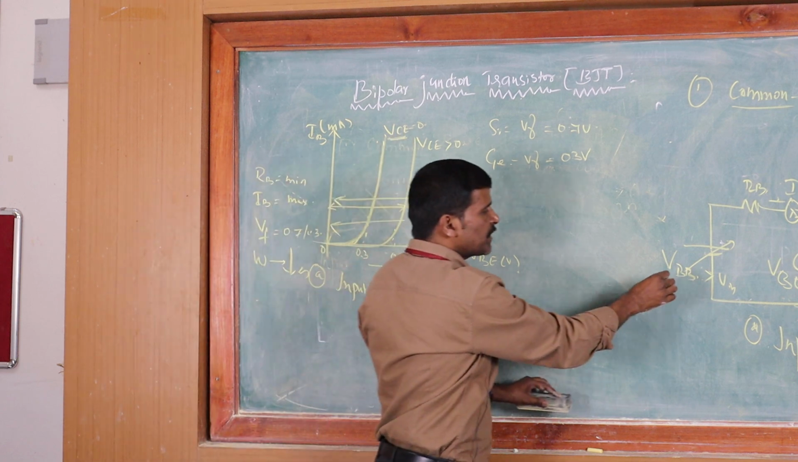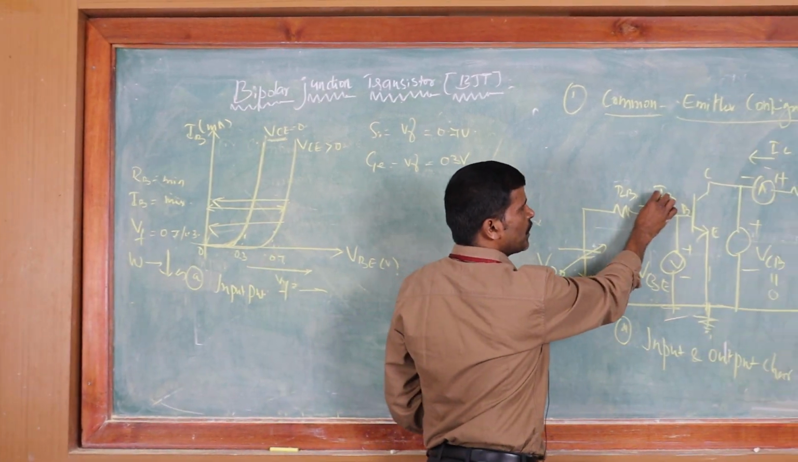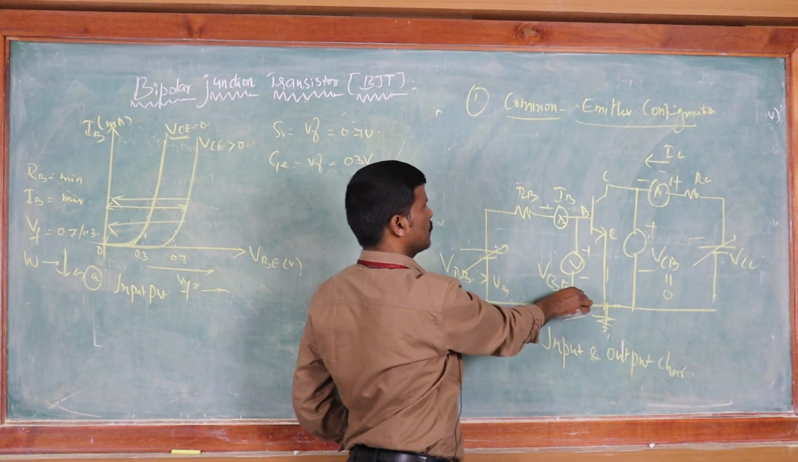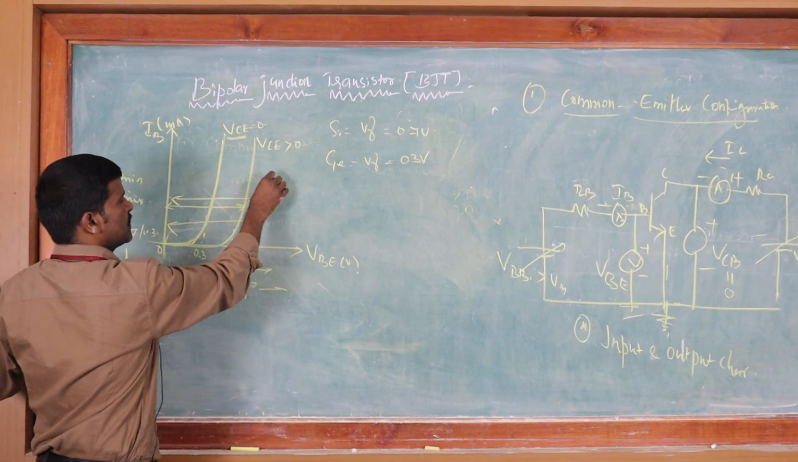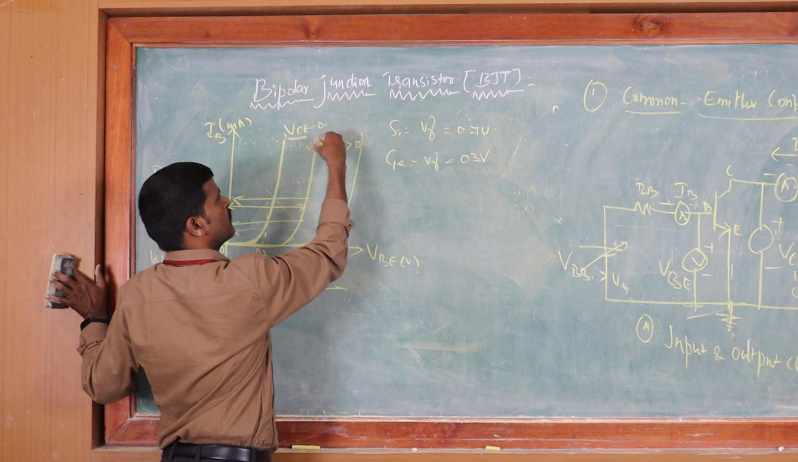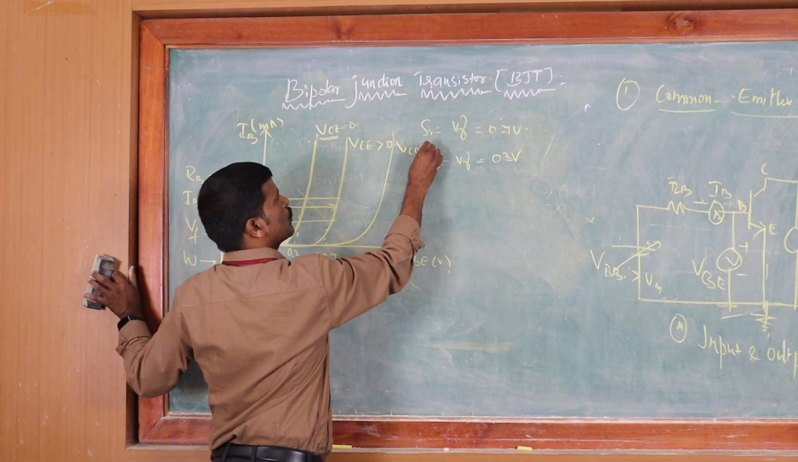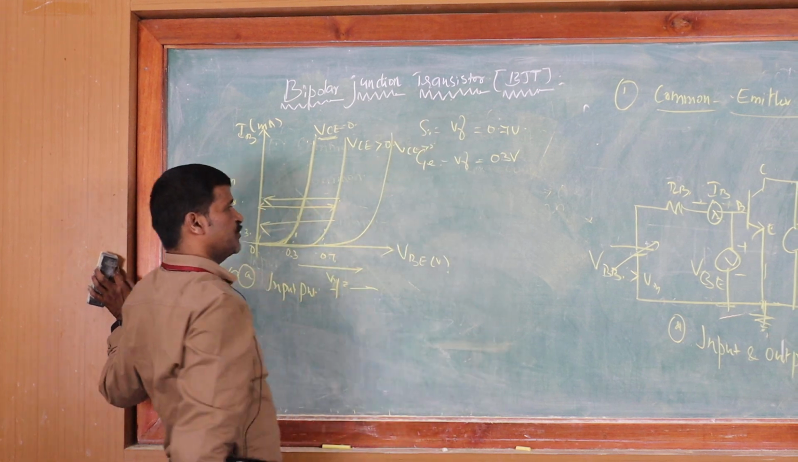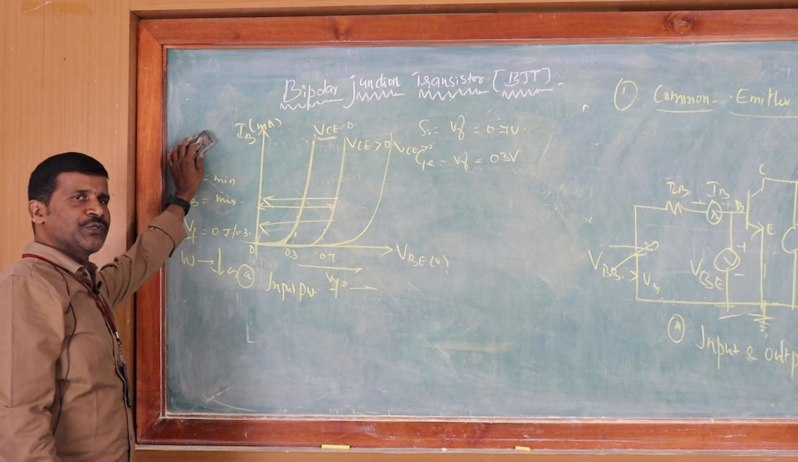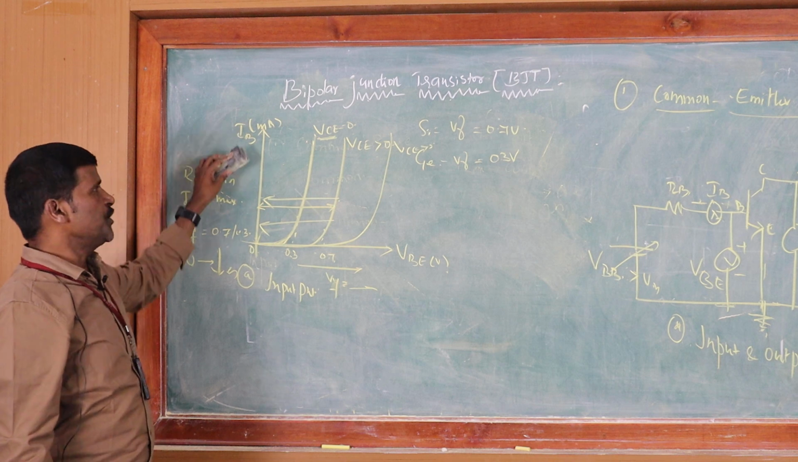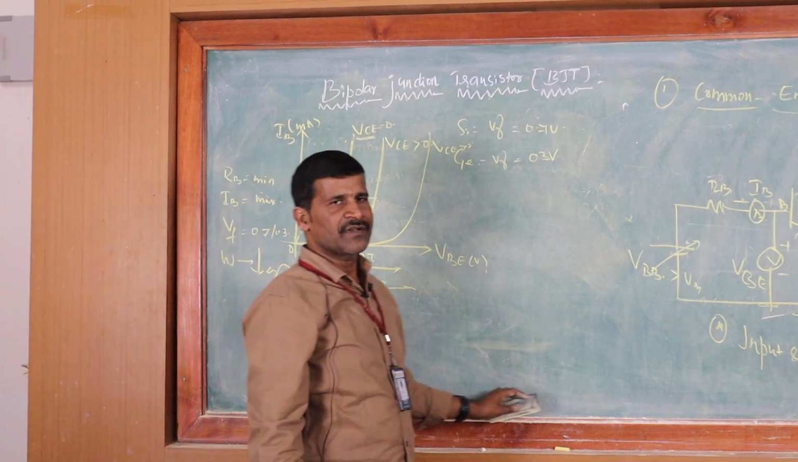And by increasing VBB, you have to note down the IB and VB values. Then the step increases, and you have to set another value of VC, greater than 0 or 1. Next, VC is equal to 2 or 3, or whatever it may be. In this way, we need to find the input characteristics of the common emitter configuration.